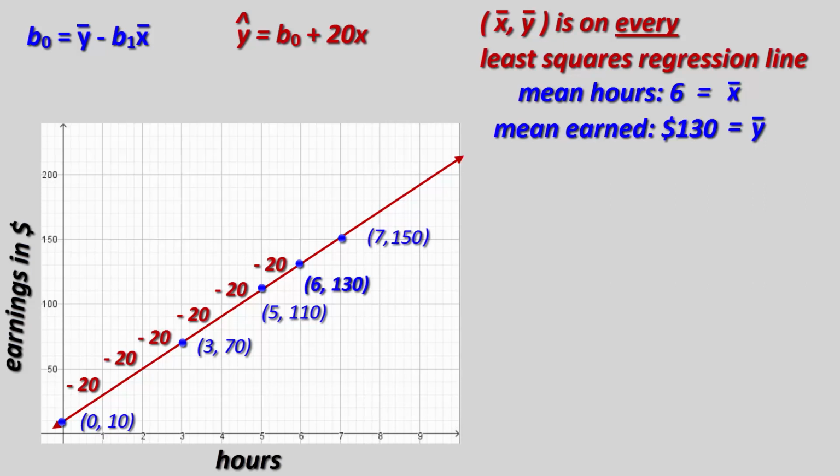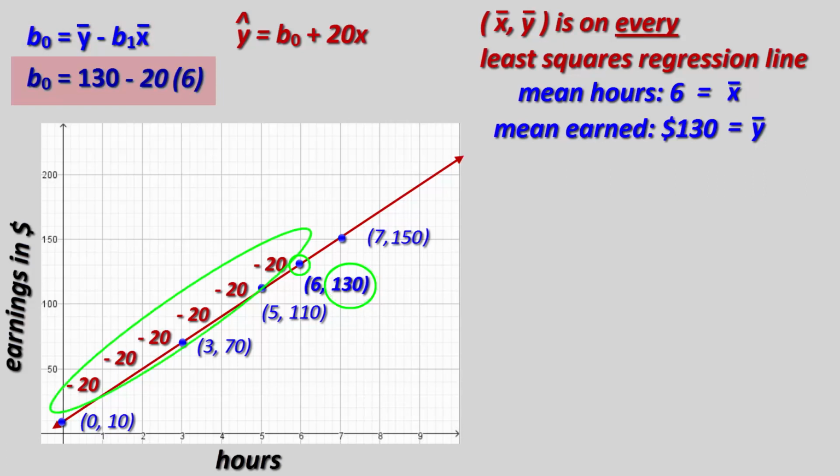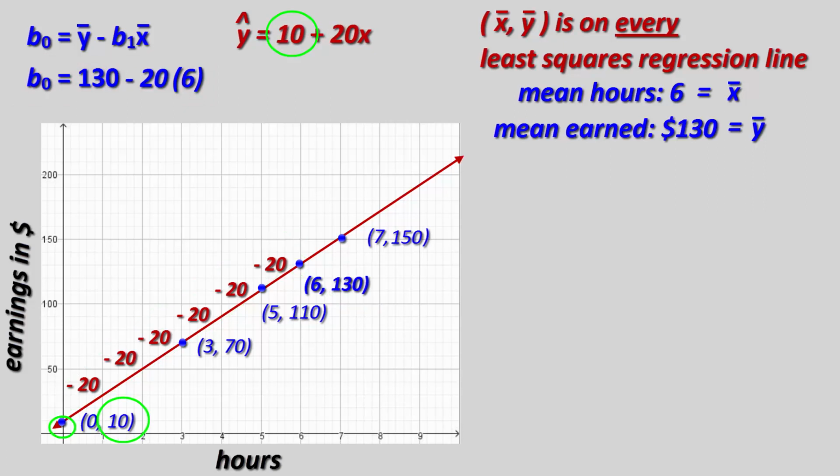We just discovered this logically. Now the y-intercept formula does the exact same thing. It begins at the mean y, $130, and takes away $20 for each average hour worked, causing the $130 to take 6 jumps downward until it is back at $10 for no hours worked. Hopefully this explanation makes sense as to x bar, y bar being a point on every least squares regression line. If not, you could view the explanation again, but regardless of your comprehension, commit this to your memory.